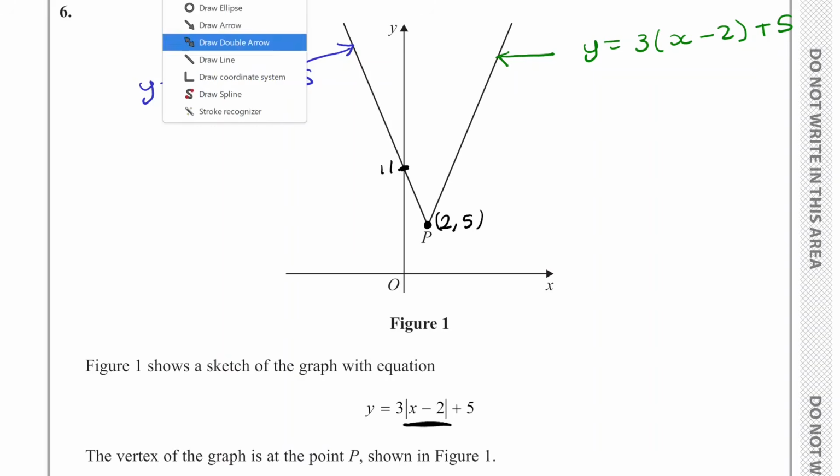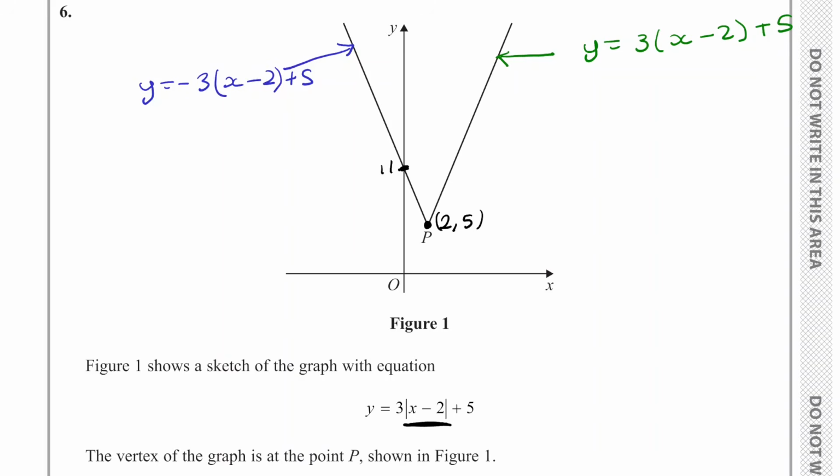So if a graph crosses at 16 and has a gradient of 4, it's steeper than that line. It's coming down like this. So you can see it's never going to cross the blue part of the line, only the green part.